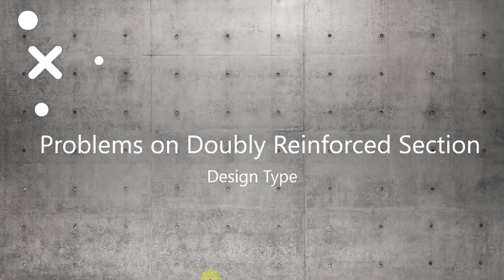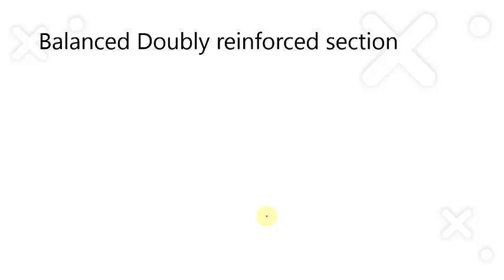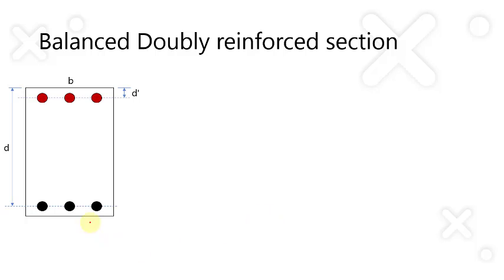I hope you are familiar with the doubly reinforced section. So in this session, we will be solving a design type problem for a doubly reinforced beam. Before that, we will have a look into the basis on which you are going to design a doubly reinforced section. So this is a doubly reinforced section.